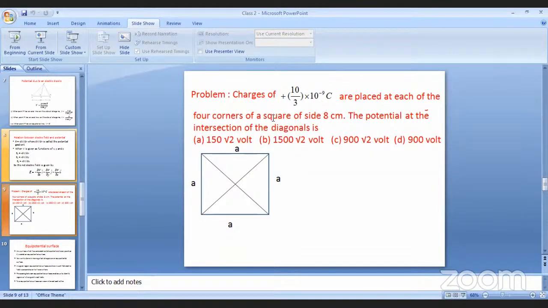They are placed at the four corners of the square. The side of the square is 8 centimeter. So a is equal to 8 centimeter.